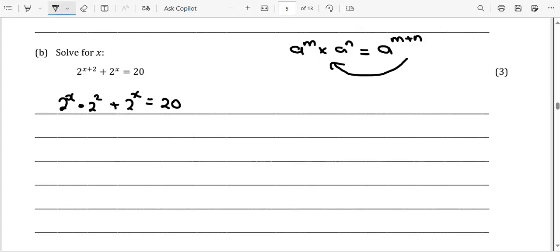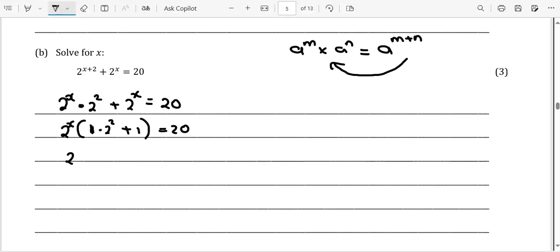So now I see that I have a common factor. So I have a common factor of what? Common factor of 2 to the x. Inside a bracket, I'll be left with 1 plus 2 to the power 2. Right. So now this is what I have so far.